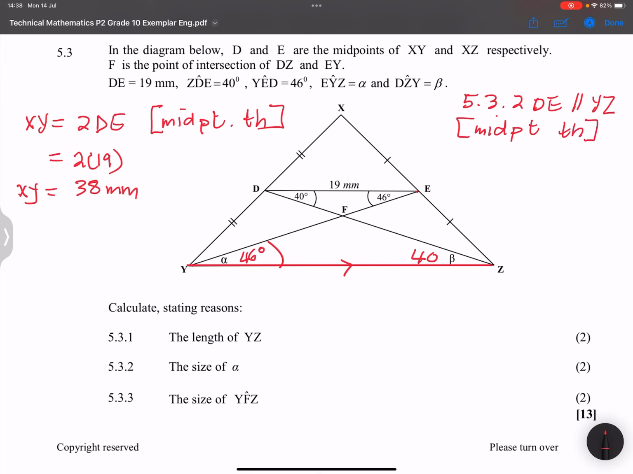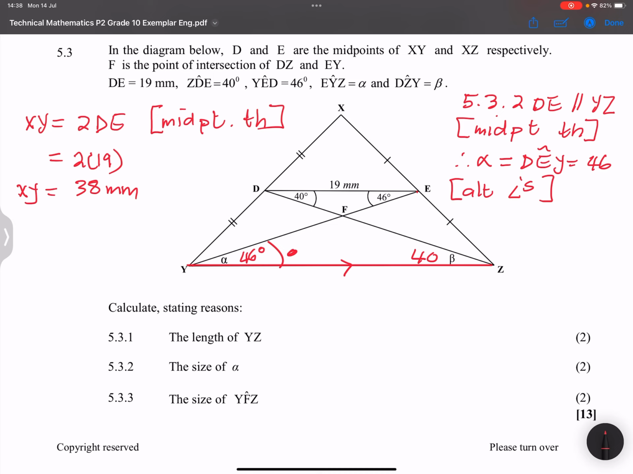Remember, we said that if a line bisects two sides of a triangle, then it must be parallel to the third side of the triangle. So in this case, we're going to say angle alpha, which is this guy, is equal to angle DEY, which is equal to 46 degrees. And why is that? Because those are alternate angles.